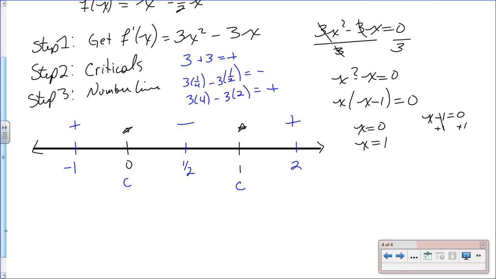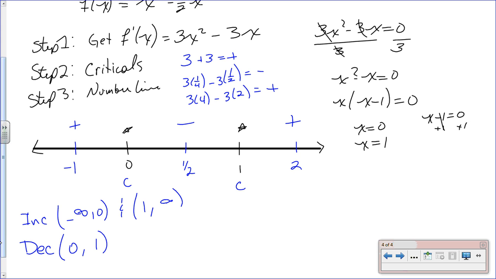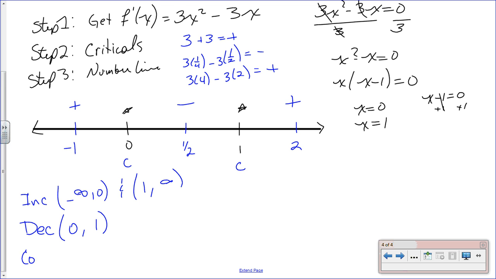All right, so let's write our intervals. We are increasing from negative infinity to 0, and from 1 to positive infinity. We are decreasing from 0 to 1, and we are constant at 0 and 1, so at x equals 0 and x equals 1.